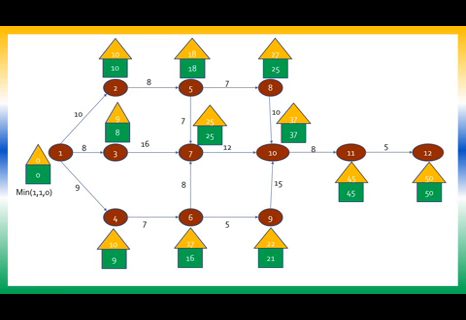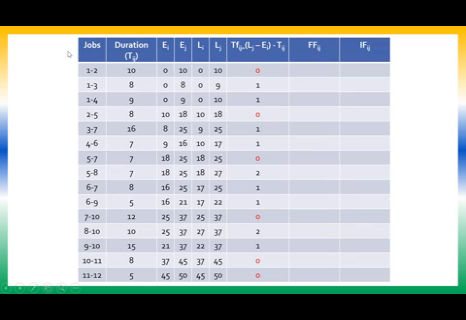So my forward pass computation and backward pass computation are complete. So once this is done, what next? We are supposed to put the tabular representation. So the jobs are 1 to 2, 1 to 3, 1 to 4 as given in the problem. I'll just make a note. Durations are also given in the problem, right? 1 to 2, 10, 8, 9, 8, 16, 7, 7, 7, 8, 5, 12, 10, 15, 8 and 5. These two columns I just copy from the problem only.